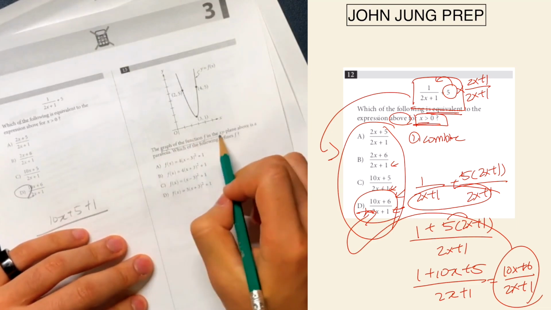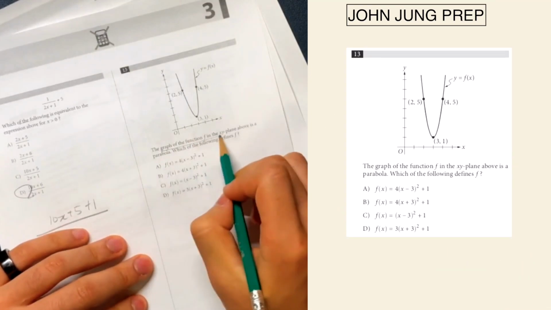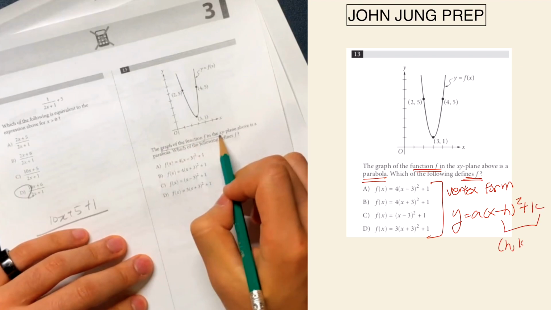All right, next question. The graph of the function f in the xy plane above is a parabola, so which of the following defines the function f? And if you look at all the functions, it is in a specific form, and it is going to be a vertex form. Okay, and vertex form is y is equal to a times x minus h squared plus k, and h and k are going to be the x and y coordinate of the vertex.